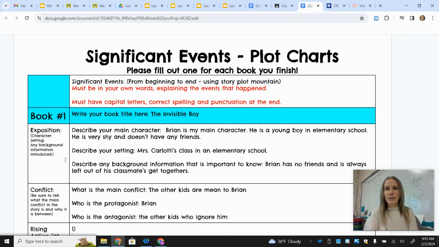Okay? So this is the quarter 3 daily reading standards chart. This will be due at the end of this quarter.